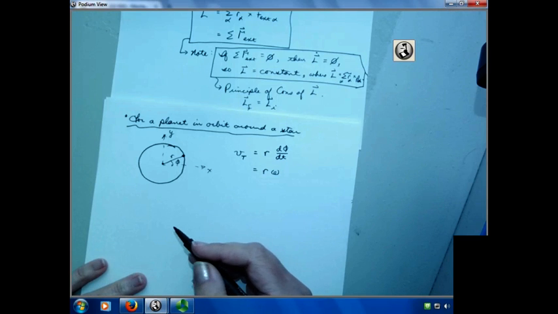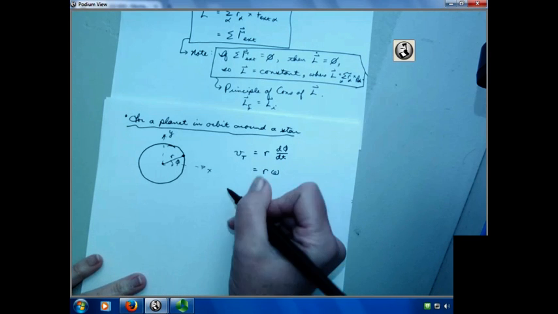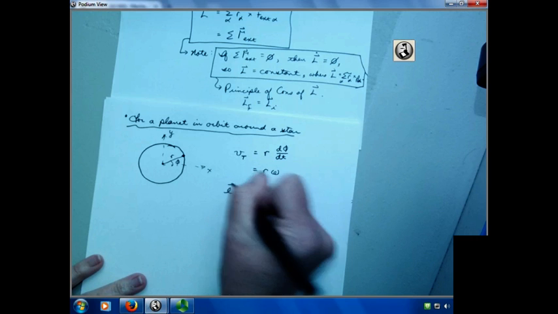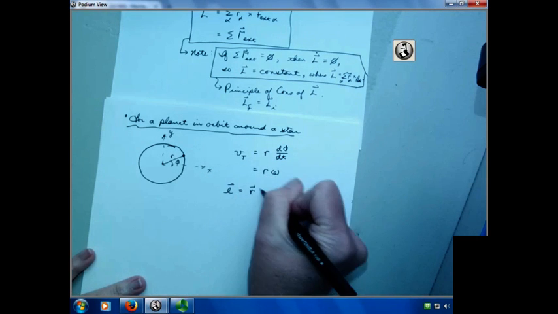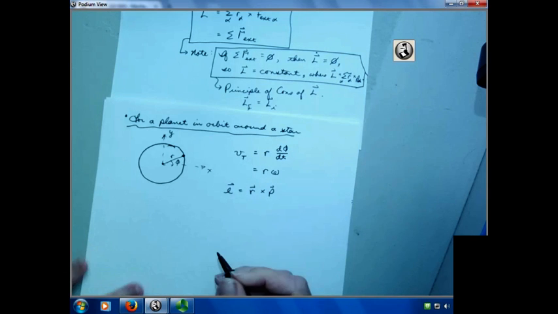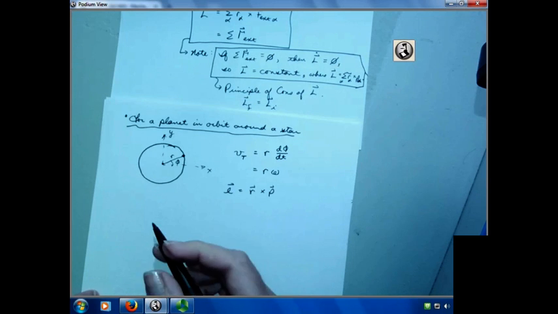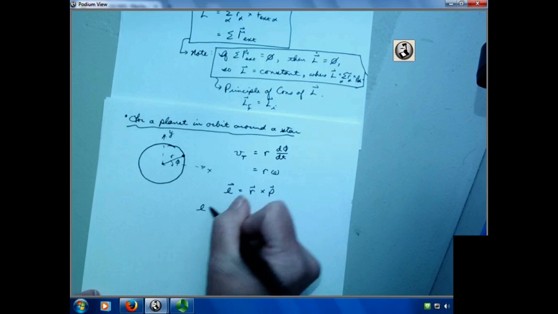All right. So the next thing that I want to think about is my expression for the angular momentum of this planet about the sun. It's r cross p. And sure, I'll just talk about magnitude for right now.